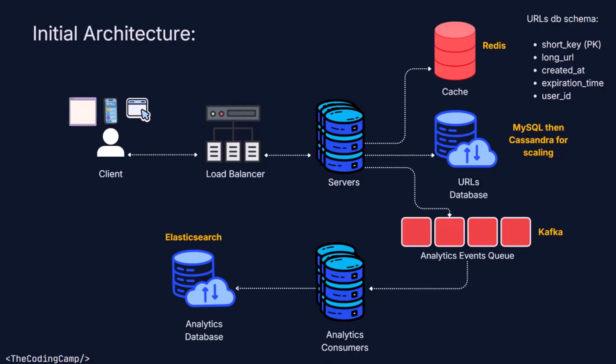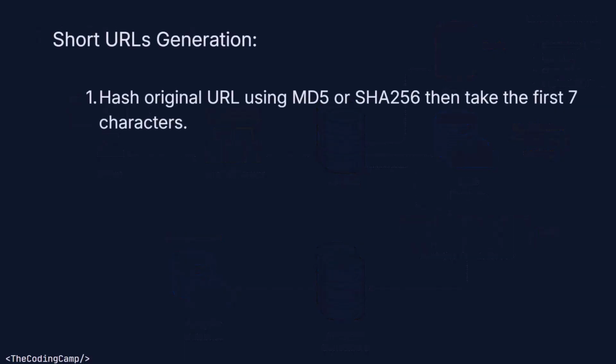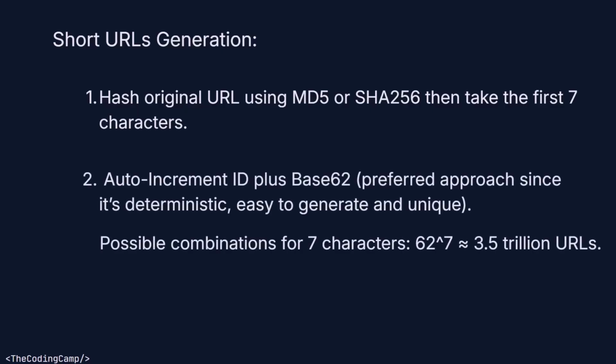How do you generate short URLs? Several options exist. Option 1 is hashing: hash the original URL using MD5 or SHA-256, then take the first 7 characters. The problem with this approach is that collisions are possible and duplicate URLs may produce the same output unintentionally. Needs collision handling. Option 2 is auto-increment ID plus base 62.